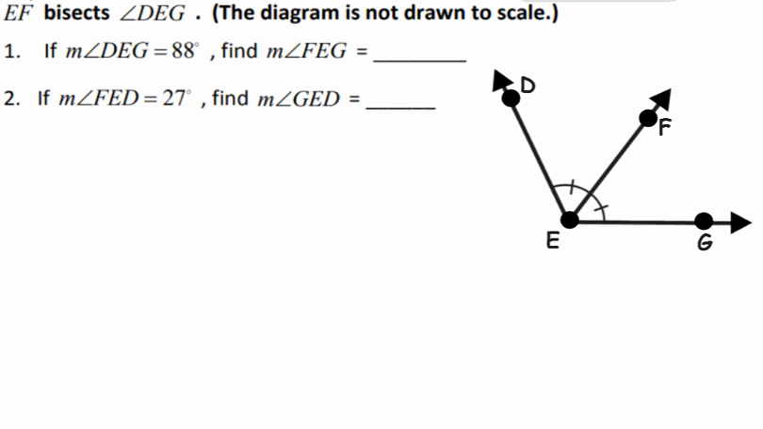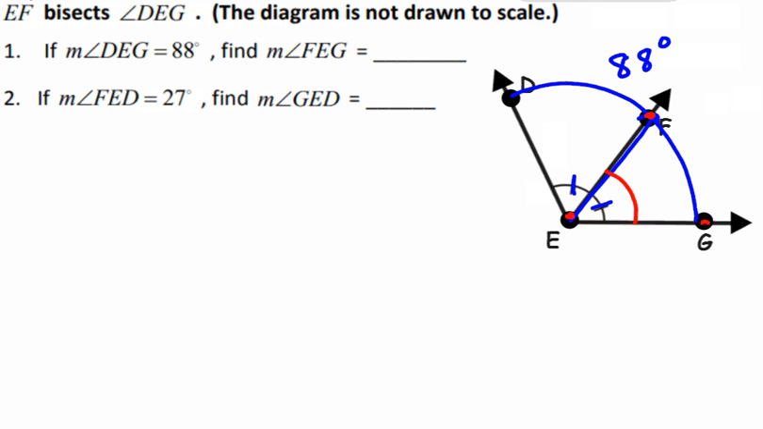Okay, EF bisects DEG. So EF is bisecting DEG, which means this angle and this angle are equal. Notice it says the diagram is not drawn to scale, so you'll see that a lot. That means it might not be proportional. If the measure of angle DEG, the big angle, is 88, find the measure of FEG. So I'm looking for FEG, which is this one.